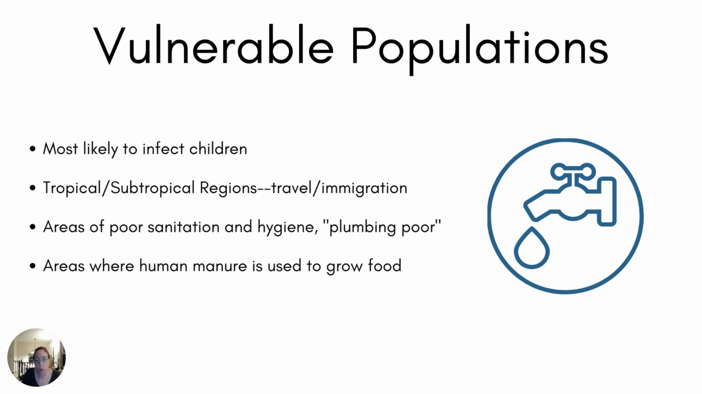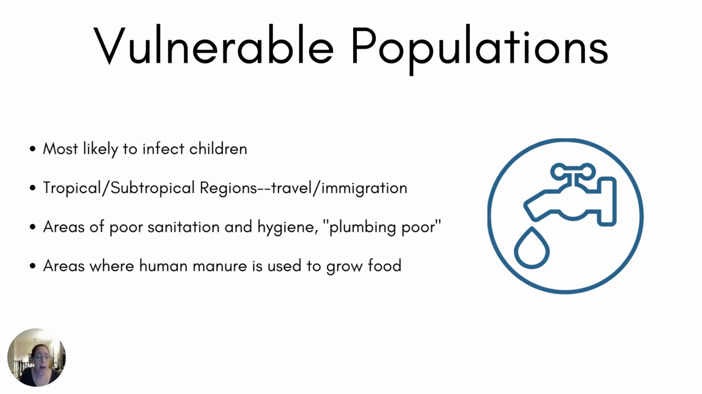So in the areas where the worms are endemic, it's usually areas of poor sanitation and hygiene. Sanitation and hygiene are separate concepts. Sanitation is more the infrastructure systems, and hygiene is your individual practices. So if somebody has really good hygiene, they can wash their hands all the time. But if the water that they're using is contaminated, if their sanitation is poor, then their hygiene is not going to get them very far. So in these plumbing-poor areas, this tends to be where you see a lot of these infections.